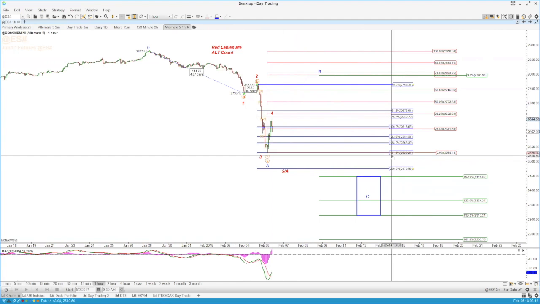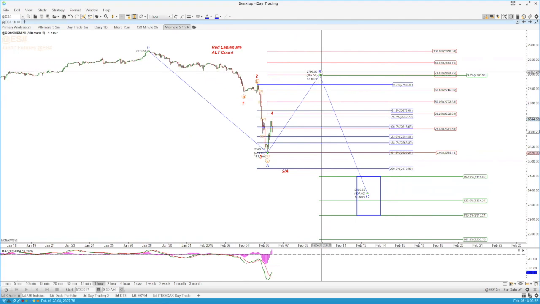see that the overnight low hit the 161.8 extension pretty much to the penny at 2529.24. And we've seen a very, very strong move to the upside from there, which I suspect is the initial A wave up of this B.